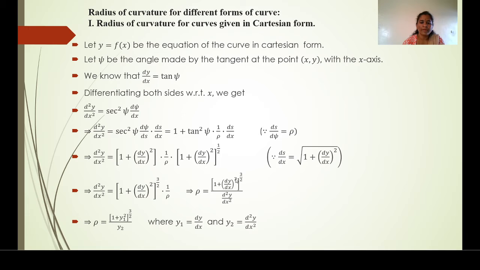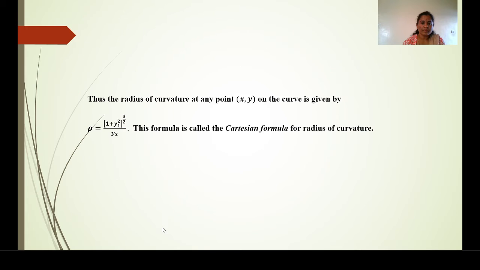Therefore rho is equal to (1 plus (dy by dx) square) to the power of 3 by 2, and on cross multiplication, divided by d square y by dx square. Therefore rho is equal to (1 plus y1 square) to the power of 3 by 2, divided by y2, where y1 is the first order derivative and y2 is the second order derivative. Thus the radius of curvature at any point (x, y) on the curve is given by rho is equal to (1 plus y1 square) to the power of 3 by 2 divided by y2. This formula is called the Cartesian formula for radius of curvature in terms of x and y.